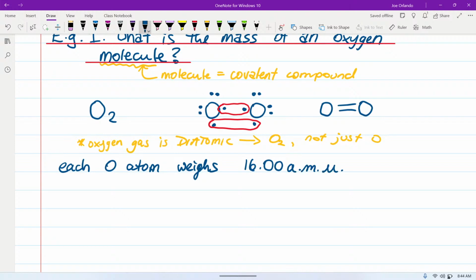All right, each oxygen atom weighs 16 AMU. And I'm going to just remind us where we see that. Usually they would put the number 6 up there, and down here it would say 16.00. That's the weight, right?